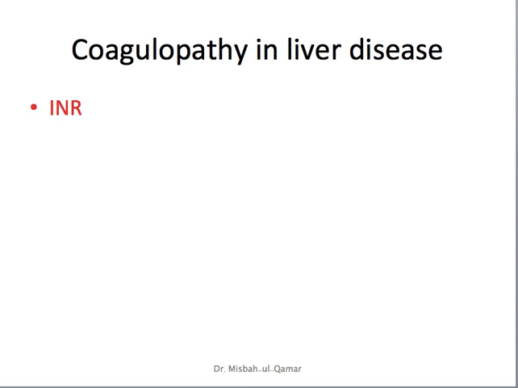Now, can you understand why coagulopathy is seen in liver diseases? Most common coagulation disturbances occurring in liver disease include thrombocytopenia and impaired humoral coagulation. And the INR is used to measure the blood clotting time. A high INR usually means that liver is not working optimally.